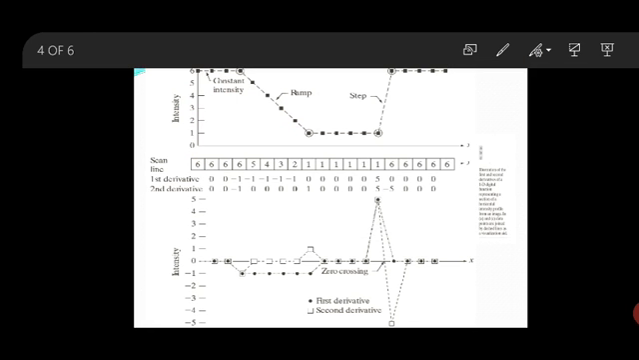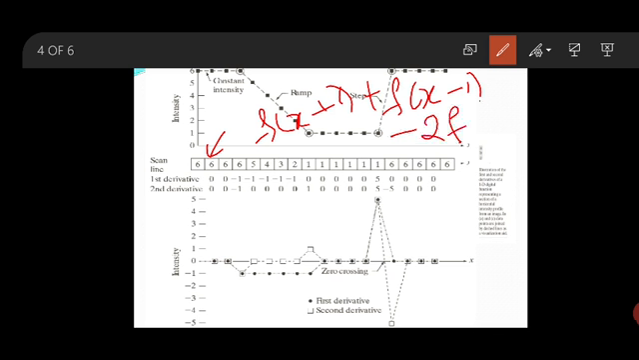Let me go with the second derivative. For the first pixel, there is no corresponding value that can be obtained. Now, what is the value of f of x here? 6. I'll write here f of x plus 1 plus f of x minus 1 minus 2 f of x. This is the equation you get here.